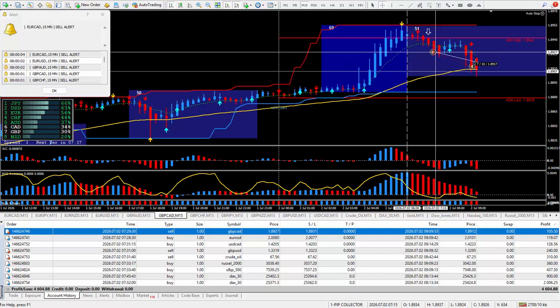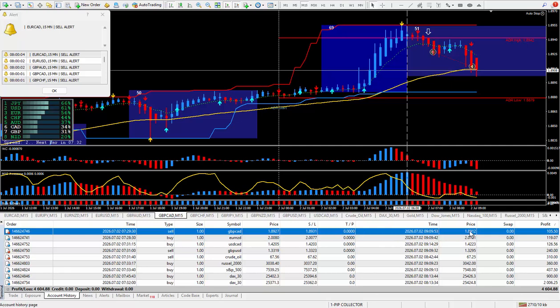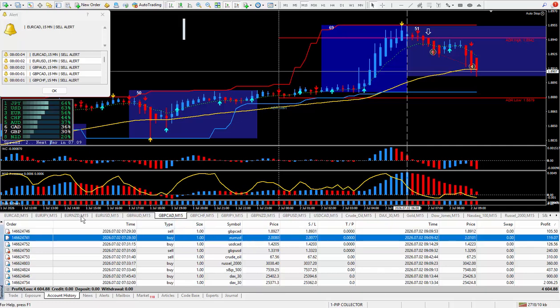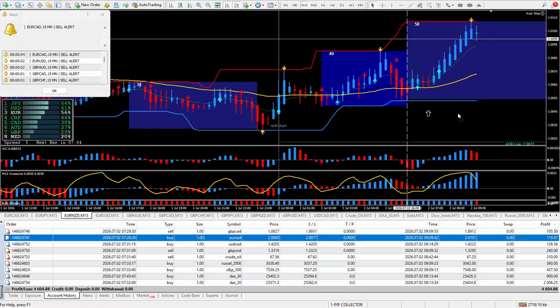Got in at this point, closed it out here as it hit the goal line, locking in 14 pips, and that paid out $105. Moving on to the next trade, which is the Euro New Zealand. Let's drag and drop this up.